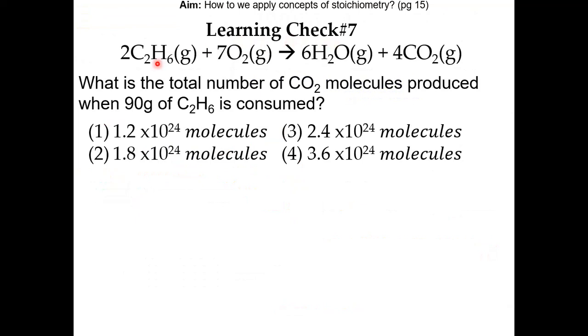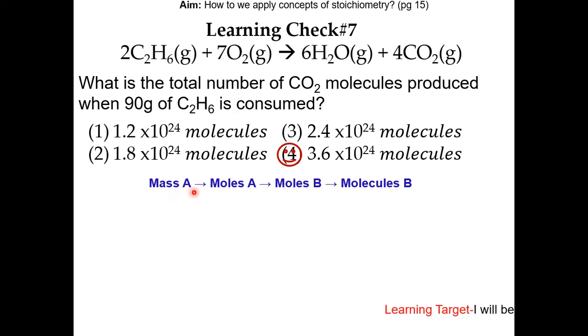Learning check number 7. What is the total number of CO2 molecules produced when 90 grams of C2H6 is consumed? Pause the video and resume once you complete it. So the answer is choice 4. From the question, we are given mass and we're solving for the number of molecules. So our general strategy is mass of A to moles of A to moles of B to molecules of B.